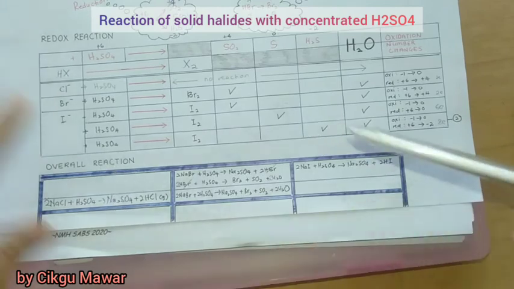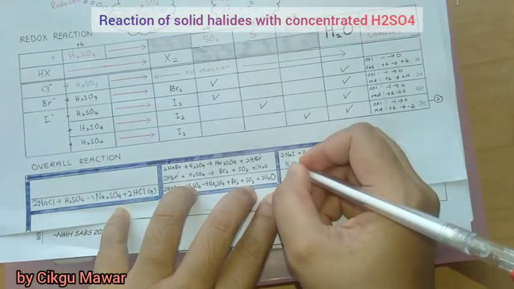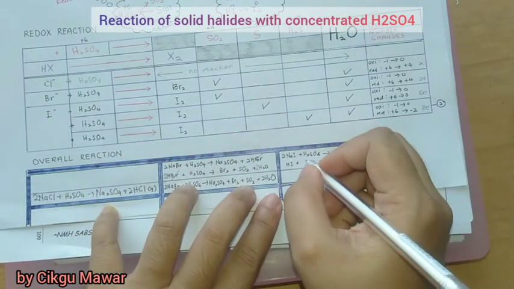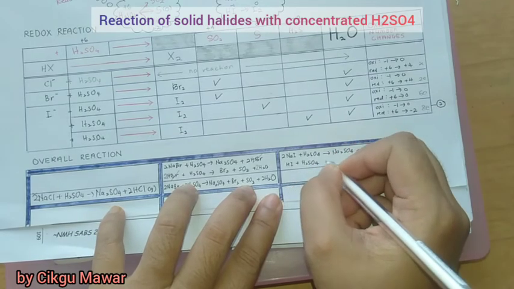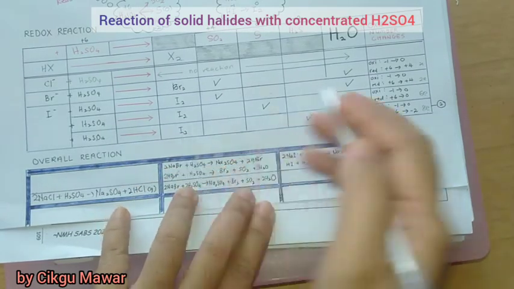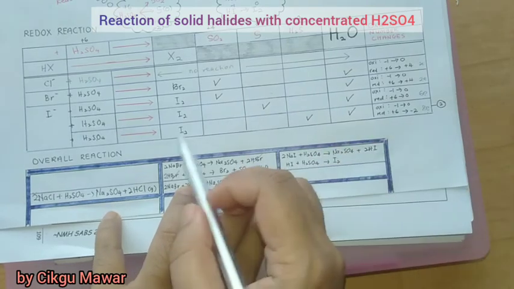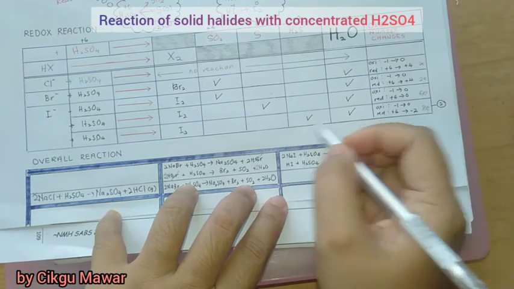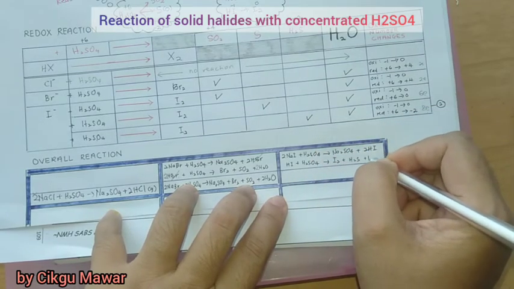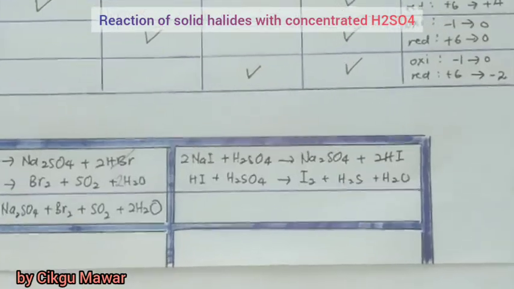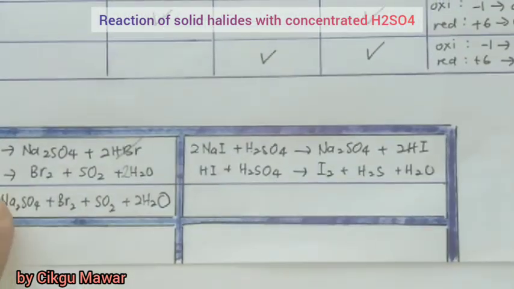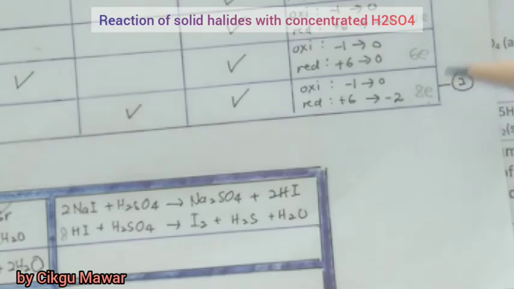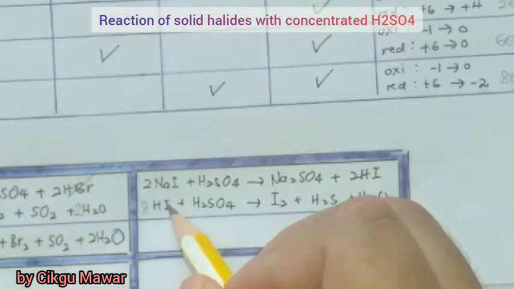So we put HI, HI reacts with sulfuric acid, and the products formed are iodine, and then hydrogen sulfide, and then water. Then we balance the chemical equation for the redox reaction below. Since we have 8 electrons here, so 8 mole of hydrogen iodide.